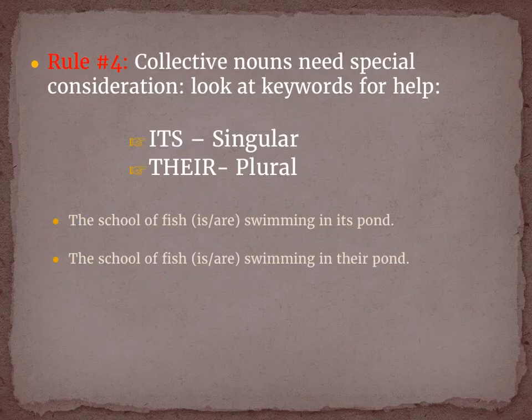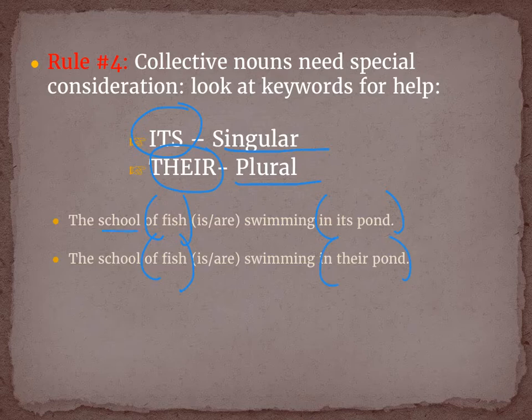Rule number 4 is about collective nouns. A collective noun is a word that indicates a group of something. In order to do this, you must look for key words. The key words you want to look for are its or their. If we see its, it's going to mean it's singular. If we see their, it means it's plural. So if we look down below, we once again see our prepositional phrases.